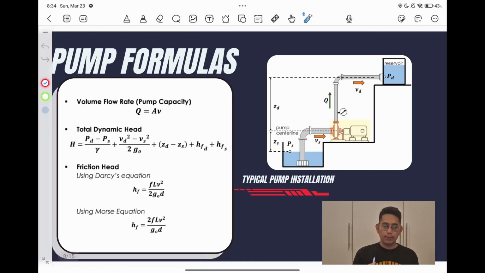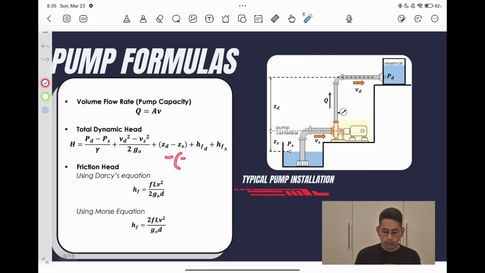So take note din pala na kapag ang suction natin ay vacuum, magiging negative siya. So magiging, for example, minus ZS, kung vacuum siya, magiging minus ZS din, kaya magiging plus na rin siya kapag nag-derive na yung formula. So, for our friction head naman, there are two formulas for the friction head.